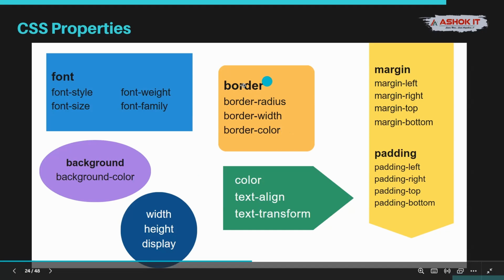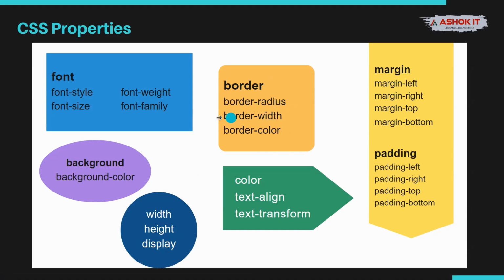Coming to the border group, you'll have properties like border radius, border width, and border color. With border radius, you can control the smoothness of the shape or the border. With border width, you can increase or decrease the width of the border. Using border color, you can give color to the border. Using color, you can control the text color. Using text align, you can align the text to the center, left, or right. With text transform, you can control whether it should be uppercase or lowercase.